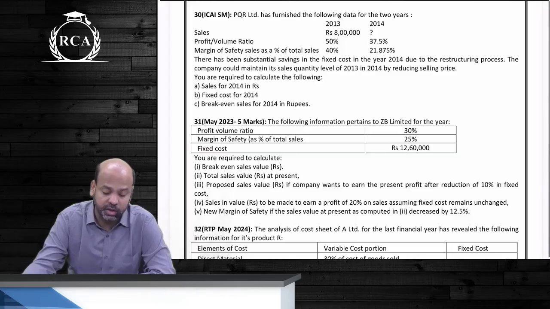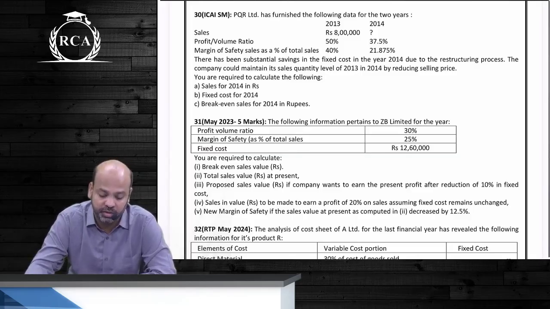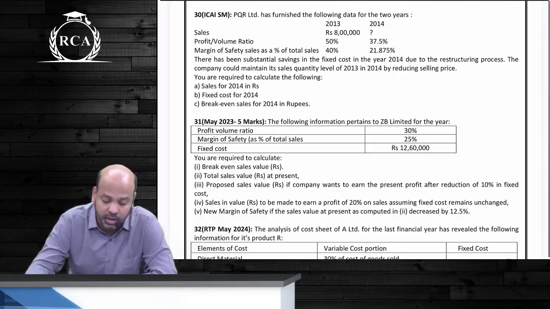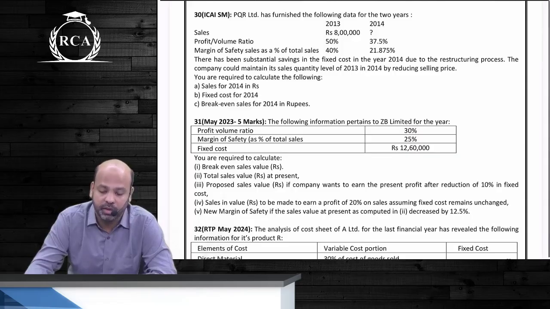For the next year guys, we do not know the total amount of sales. We do know that the PV ratio is 37.5% while margin of safety is 21.875% of the total sales. There has been a substantial saving in the amount of fixed cost in the year 2014 due to restructuring process. The company could maintain its sales quantity level of 2013 and 2014 also by reducing selling price.